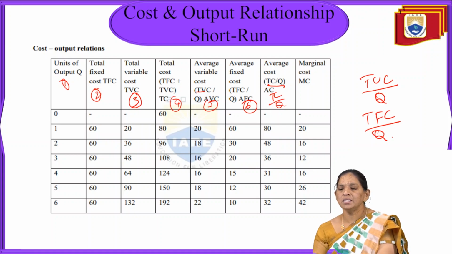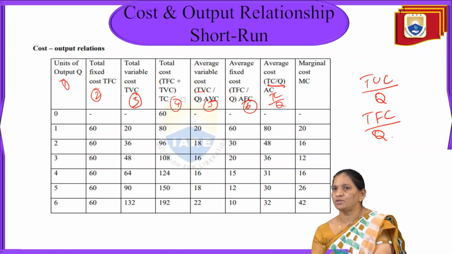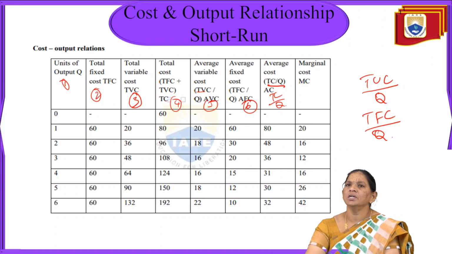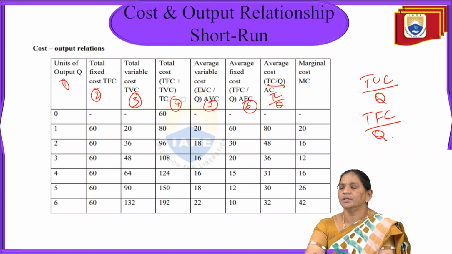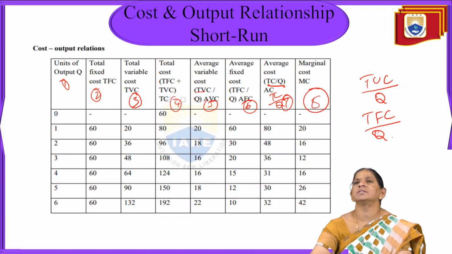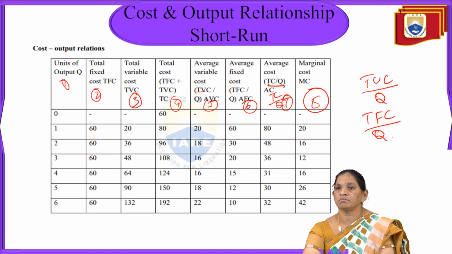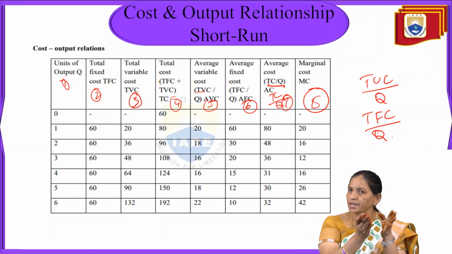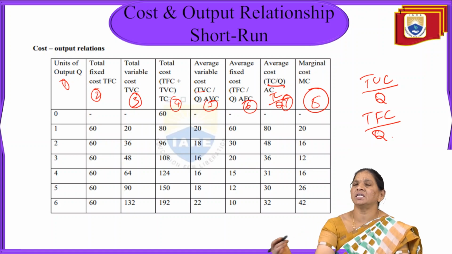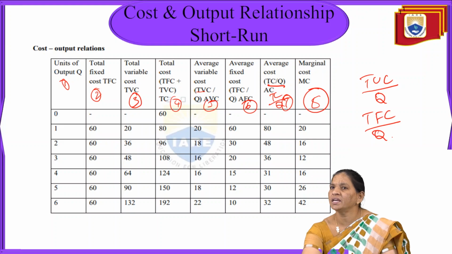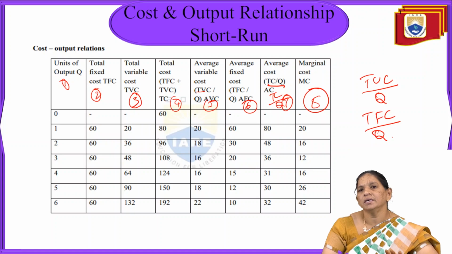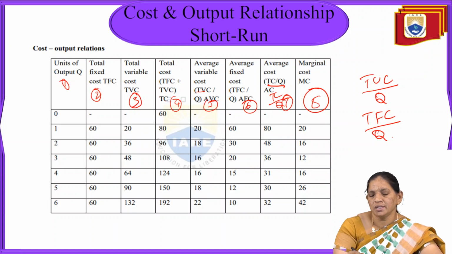When I add the average variable cost and average fixed cost, you get average total cost, which is divided by the quantity, and you are able to get the average cost. And the last column gives us the additional cost, that is marginal cost: for the existing output, how many units we additionally produce gives us the marginal cost, which we will call MC.